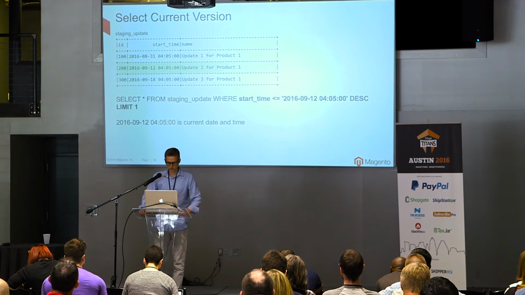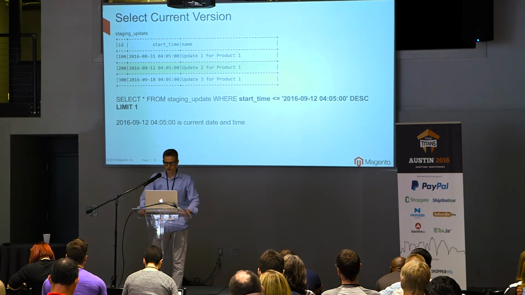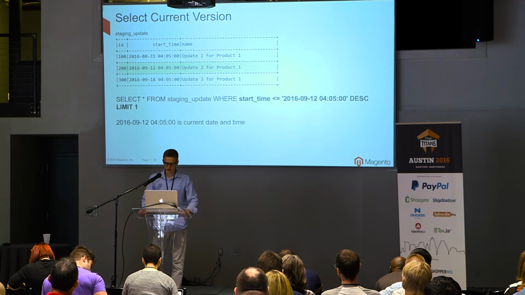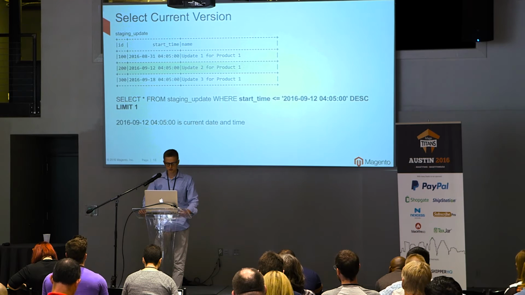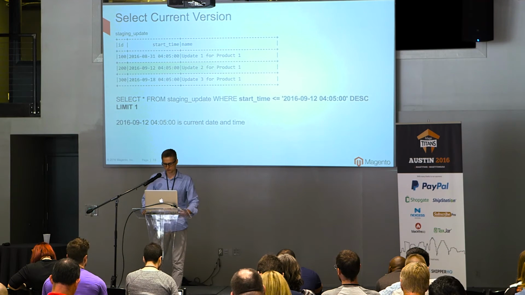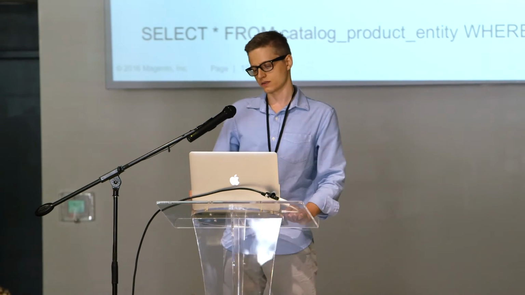Now let's take a look at how Magento selects the current version. We have a staging update table that contains versions for all of the entities in the system, and at any given time we can select the active version using the following query. There is a condition, start time less or equals current date, ordered by ID, and we select the first row. That will give us the current active version. It's very simple.